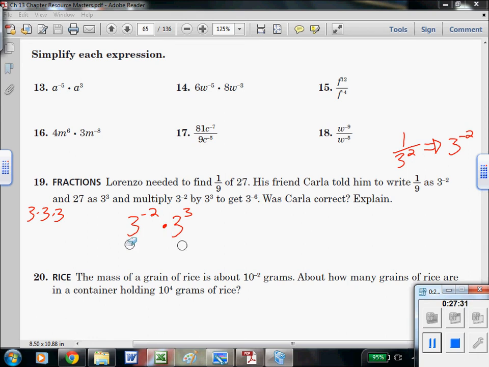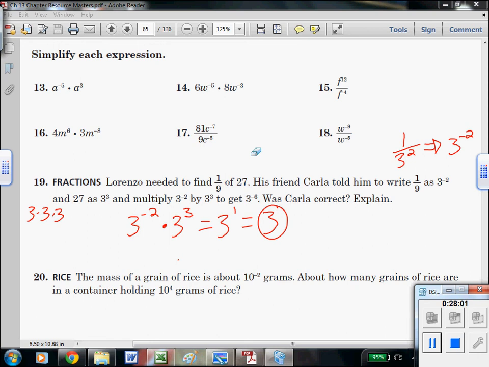So 3 to the negative 2 power times 3 to the positive 3 power. When you multiply with common bases, we learned you add the exponents. So that means negative 2 plus 3, which equals positive 1. So that tells us we have 3 to the positive 1 power. If you have an exponent of 1, don't bother writing it. It's just the base. So the answer is 3. She said it was 3 to the negative 6 power, so it turns out Carla was incorrect.